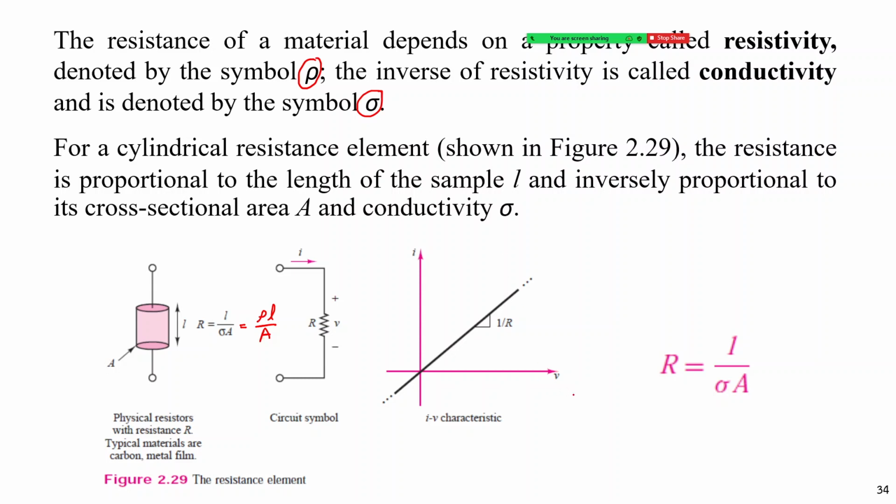And if you plot the VI curve, in this case, the slope is 1 by R. But if you plot I on the x-axis and the voltage on the y-axis, the slope would be R, right? Because V is R times I. This is the slope. And the intersection is 0, 0, right?